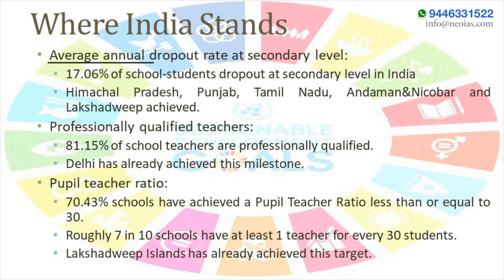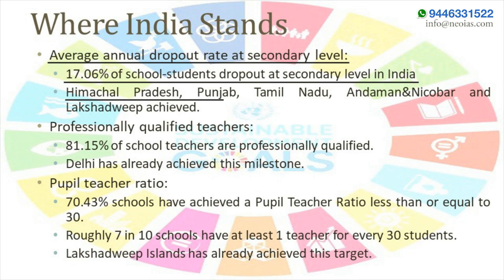Next, on average annual dropout rate at secondary levels. 17.06% of school students drop out at secondary level in India, against the 2030 target of reducing this rate to below 10%. 3 states, Himachal Pradesh, Punjab and Tamil Nadu, and 2 UTs, Andaman and Nicobar Islands and Lakshadweep, have already achieved the 2030 target.